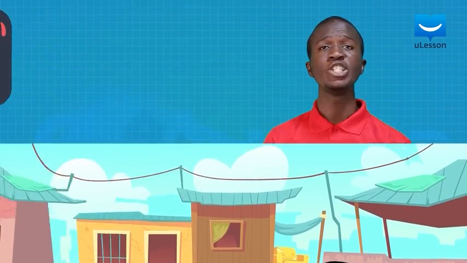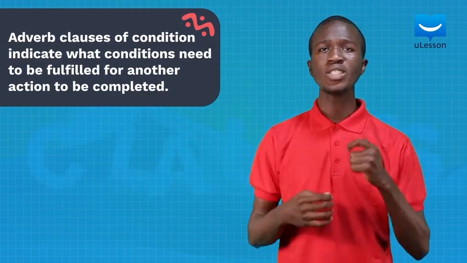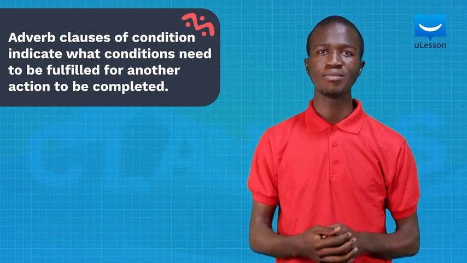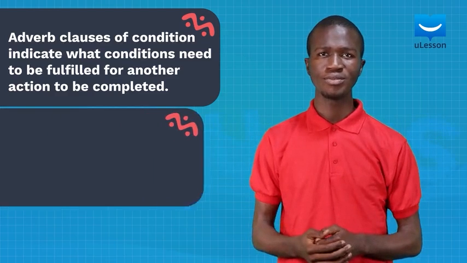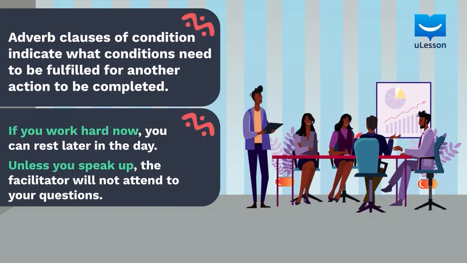Adverb clauses of condition answer the question how. They indicate what conditions need to be fulfilled for another action to be completed. For example, if you work hard now, you can rest later in the day. Unless you speak up, the facilitator will not attend to your questions.